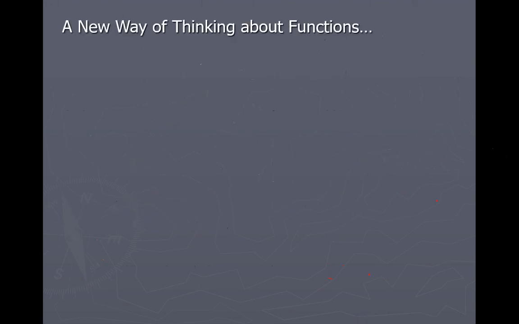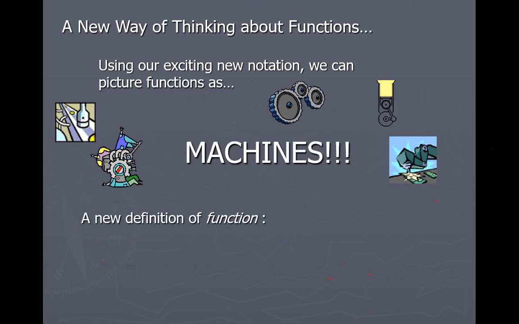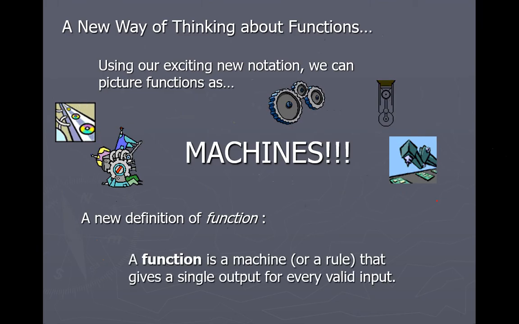So, if all of that leaves you going, I don't really know exactly what you're saying, okay, I can write different letters if you want, but I don't really know what's happening. Let's just talk about functions for a minute and another way to think about them. Using our exciting new notation, we can picture functions as a machine. Yes? So here's a new definition of functions. A function is a machine that gives a single output for every valid input.